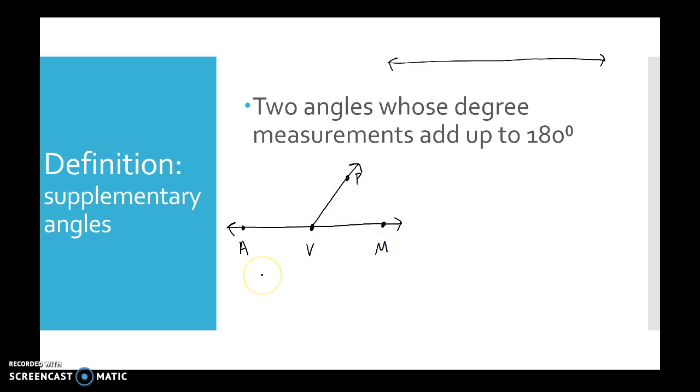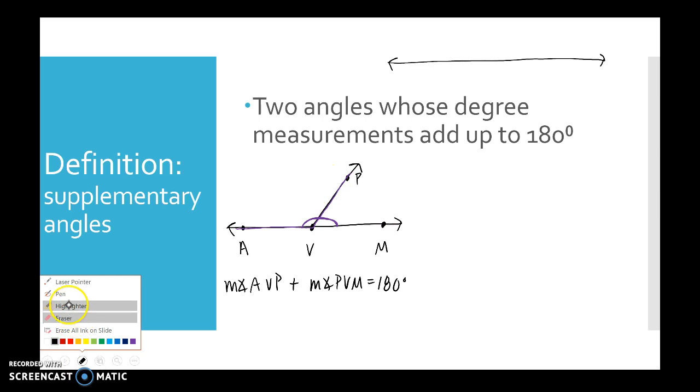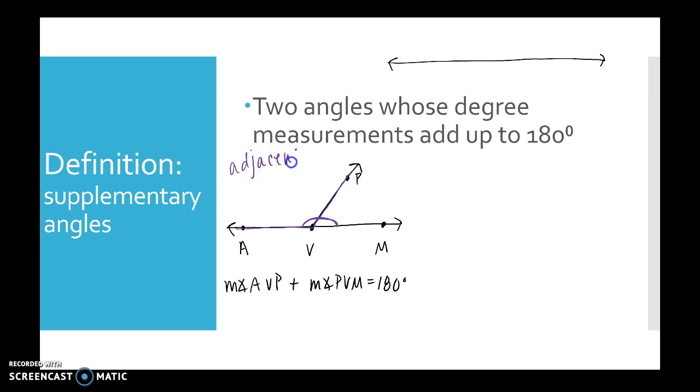So AVP, and then PVM, and I can say that regardless of what these angle measures are, measure of angle AVP plus the measure of angle PVM are going to add up to 180 degrees. Why? Because when I trace the angles, A to V to P, P to V to M, what have I traced? I've traced a straight angle. And what's the measure of a straight angle? 180 degrees. So these are examples of our adjacent supplementary angles.